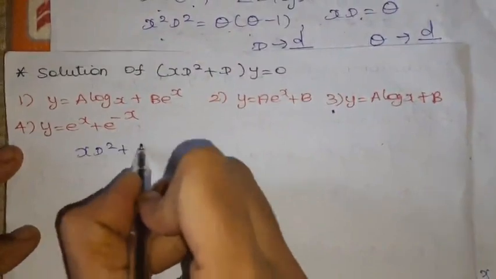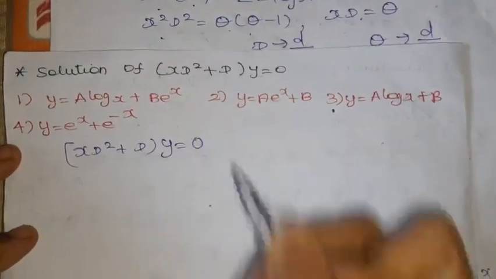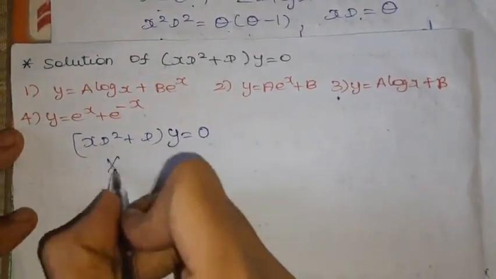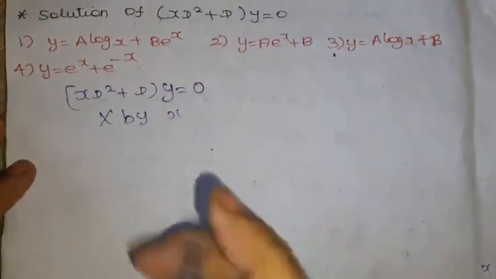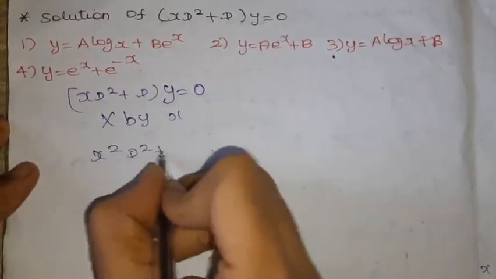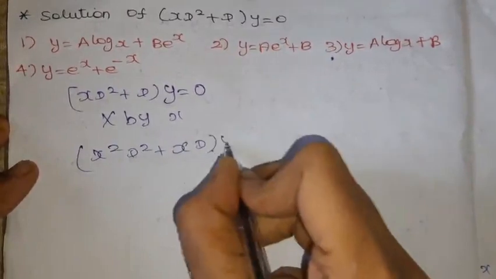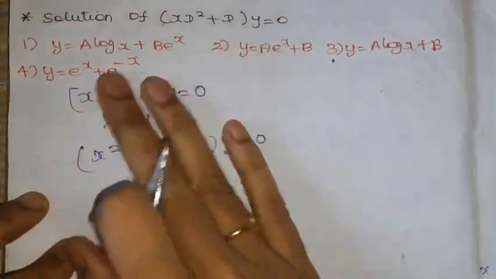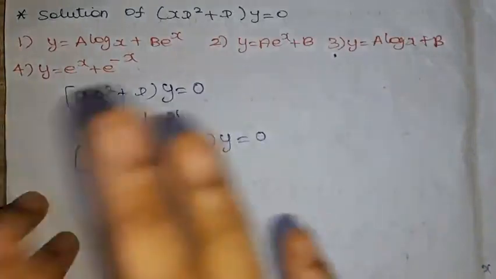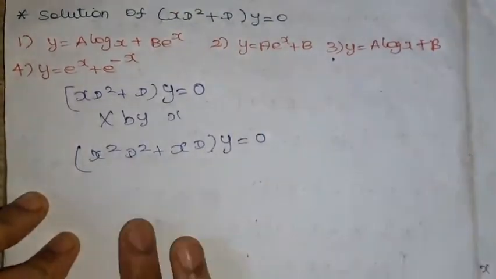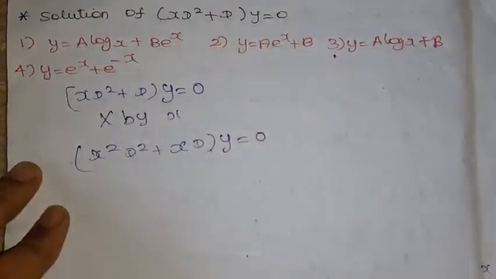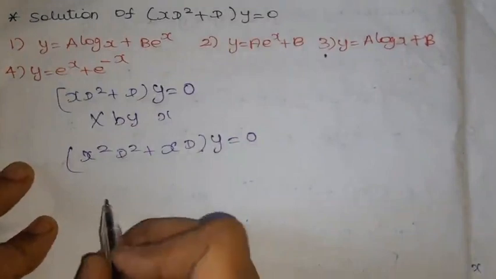Then next problem, solution of the differential equation x squared D squared plus D into y equal to 0. We will multiply by x in that equation. What we will get? x squared D squared plus xD y equal to 0. Now we are going to do substitutions. Since the right hand side is 0, we have only the complementary function. There is no particular integral for this differential equation. So finding the complementary function is more than enough for this problem.